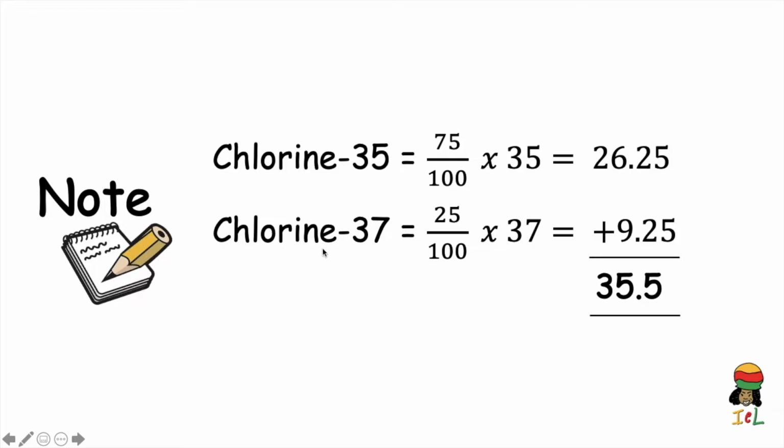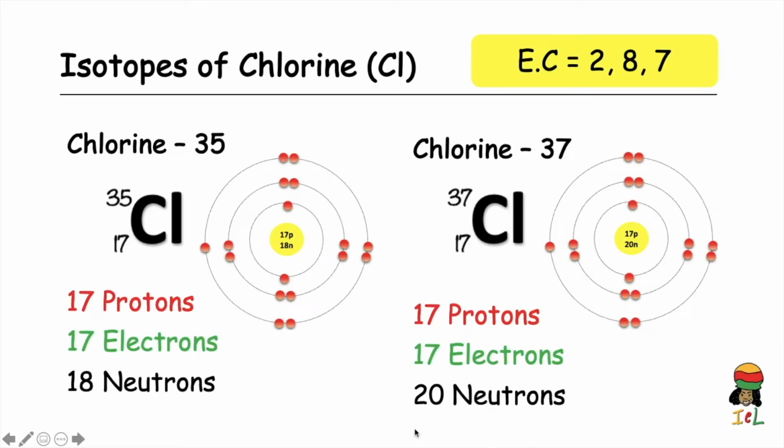The same calculation was performed for chlorine 37, which has an abundance of 25%. 25% is written as 25 divided by 100, and then they multiplied by the mass number of chlorine 37, which of course is 37, and this gave 9.25. The average abundance of each isotope was added together and gave a total of 35.5, which is the average mass used for chlorine. Now back to the isotopes of chlorine.